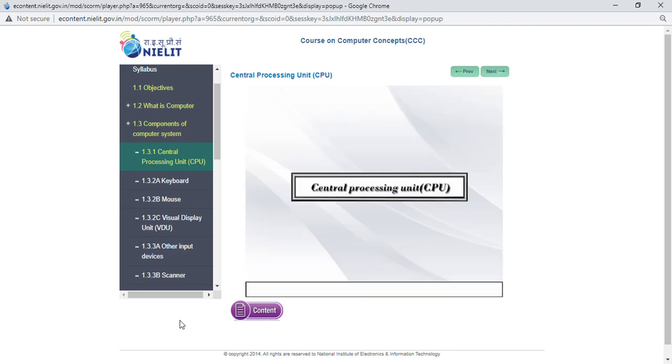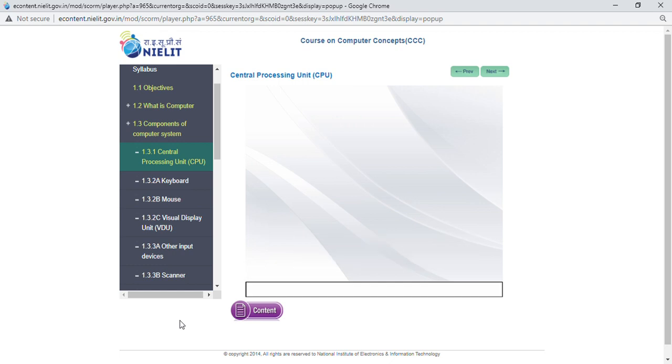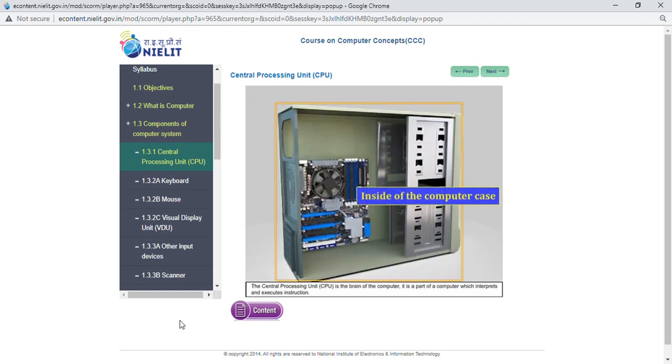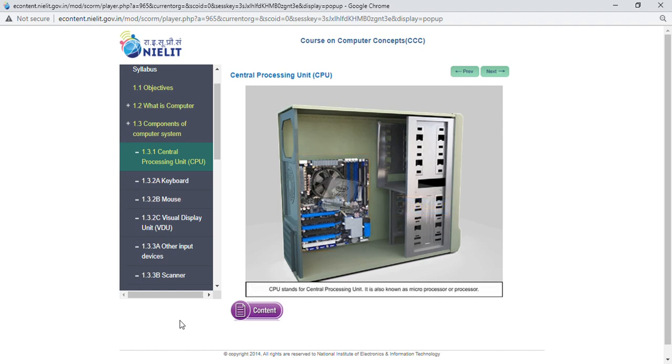Central Processing Unit, CPU. The Central Processing Unit, CPU, is the brain of the computer. It is the part of a computer which interprets and executes instructions. The CPU chip is usually in the shape of a square or rectangle and has one notched corner to help place the chip into the motherboard properly. CPU stands for Central Processing Unit. It is also known as a microprocessor or processor.